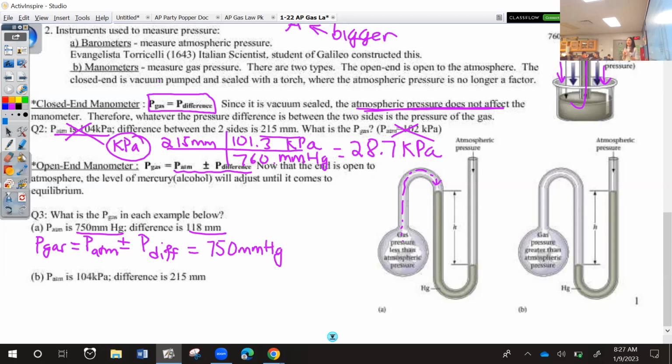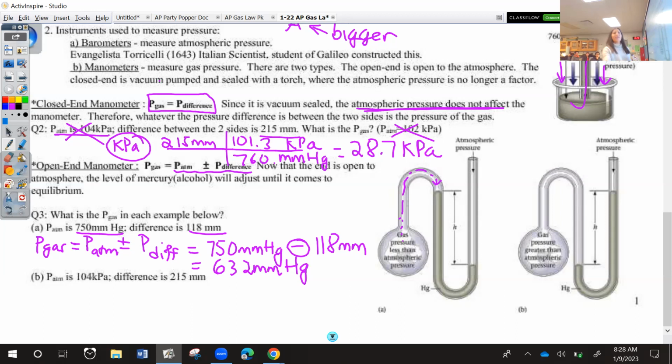The question is, are we going to add or are we going to subtract? If it looks like this, who's winning? Is the atmosphere pushing down more, or is the gas pushing down more? The atmosphere is pushing down more, so that means the gas should be less. And if the gas is less, we subtract. Awesome. So we're going to do a subtraction because the gas is less, and we're going to subtract 118 millimeters of mercury, which is going to give us 632 millimeters of mercury. And again, you can switch the units if you need to.